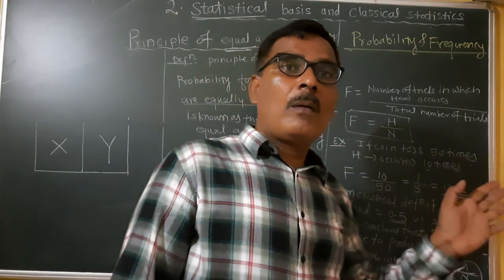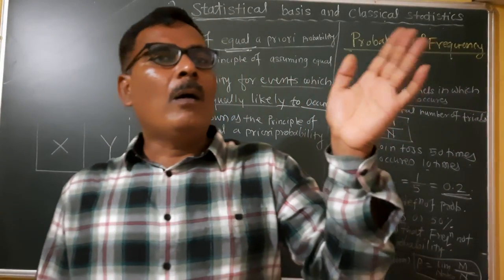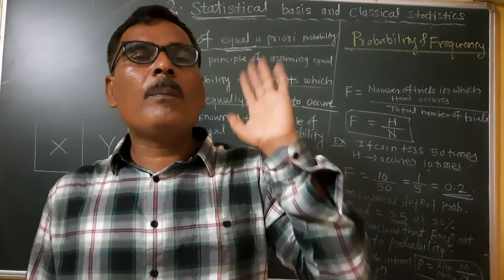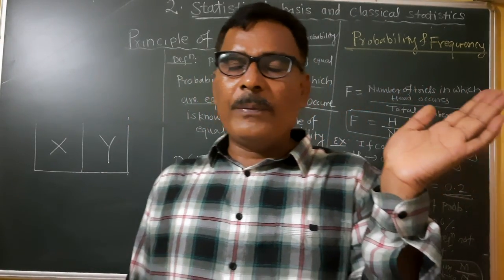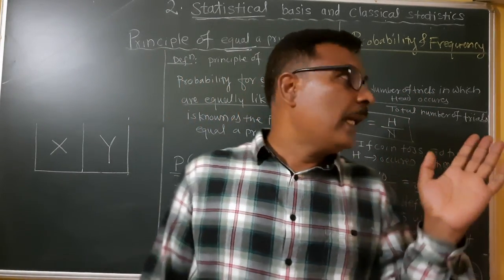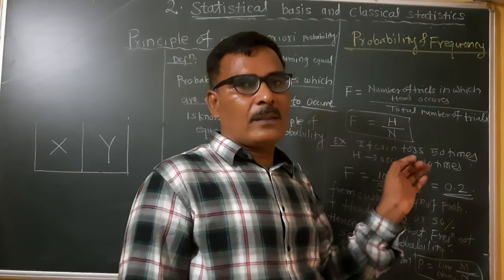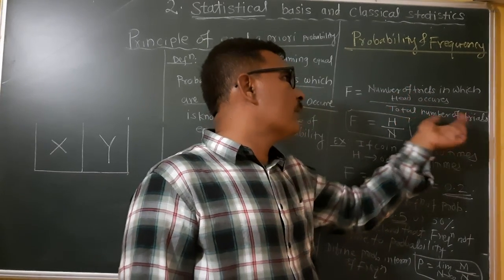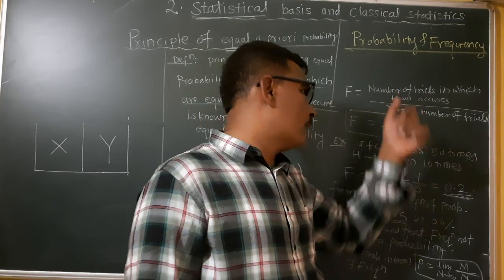The probability of an event is the ratio of the number of times the event occurs to the total number of cases. Here, frequency means the number of trials in which head occurs divided by the total number of trials. This is the definition of frequency: F is equal to H by N.